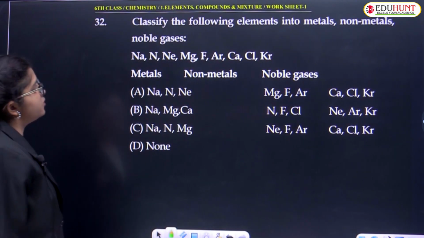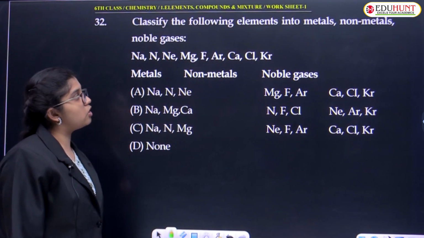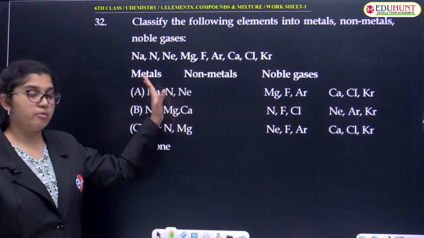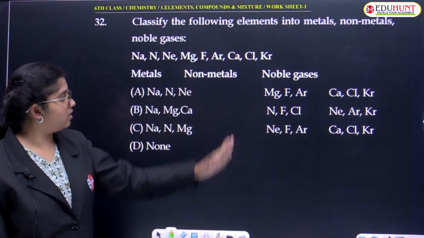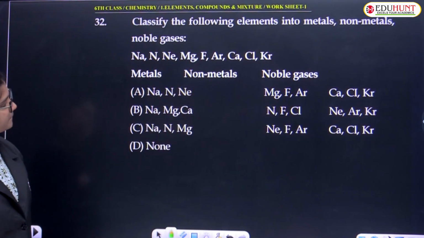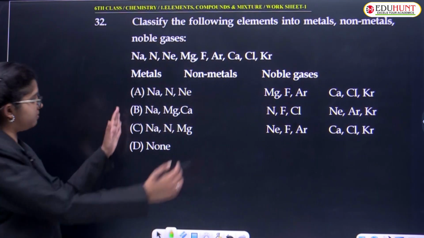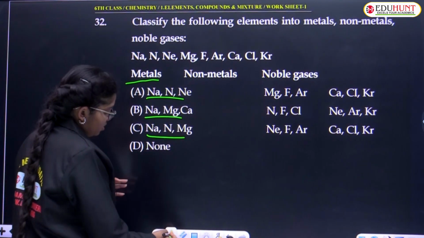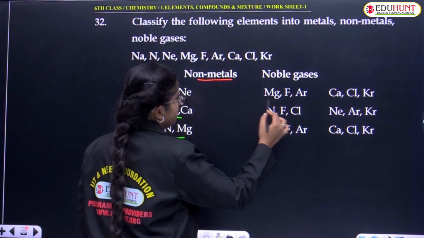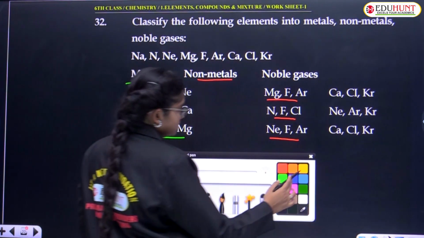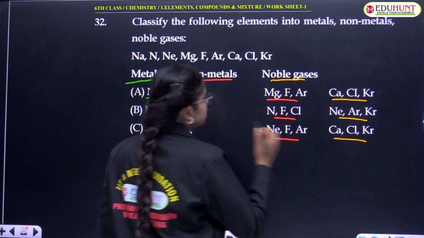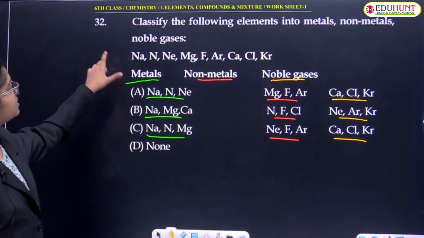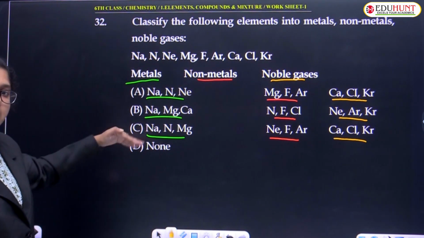32. Classify the following elements into metals, non-metals and noble gases. How many of them are metals? How many are non-metals? And how many are noble gases? So this set may be these 3, this set may be non-metals, these 3, and noble gases are these 3. The correct column representation is not done, but okay. Are you clear with this now?